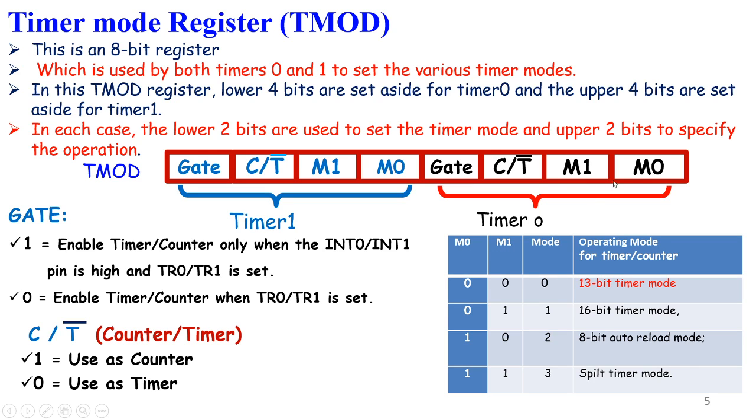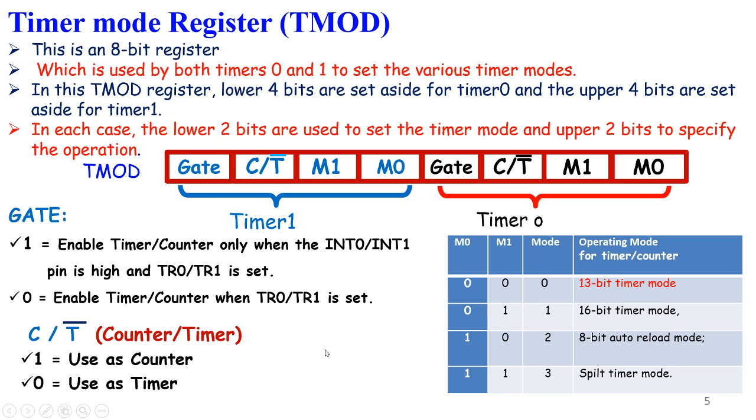When both bits M0 and M1 are 0, 0, timer 1 and timer 0 are used in 13-bit timer mode. And when 0, 1, that is mode 1, 16-bit timer mode. 1, 0, mode 2, 8-bit auto reload mode. And 1, 1, that is mode 3, split mode. So these are the 4 different modes.